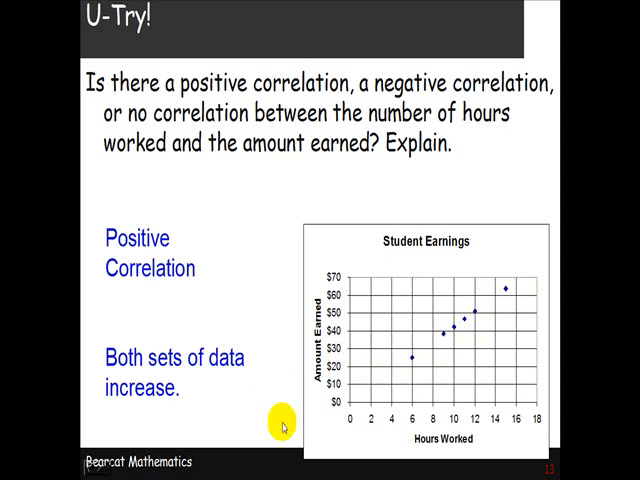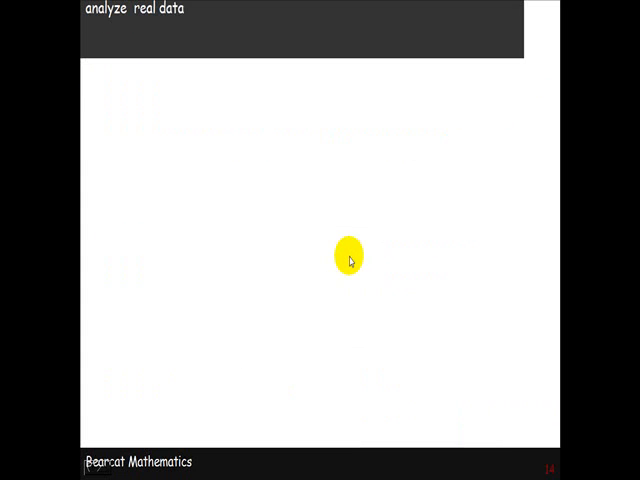Another way to see that positive correlation is both sets of data increase. As the number of hours goes up, so does the amount of money that you earn. They both increase. That's a positive correlation.